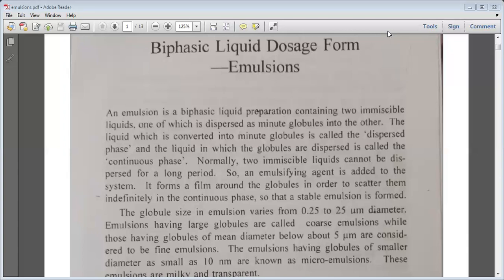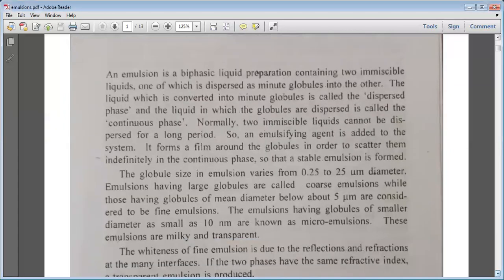So the globule size in an emulsion varies from 0.25 to 25 micrometers in diameter. Emulsions having large globules are called coarse emulsions, while those having globules of mean diameter below 5 micrometers are considered to be fine emulsions. The emulsions having globules of smaller diameter, as low as 10 nanometers, are known as microemulsions. These emulsions are transparent, while the others are milky.